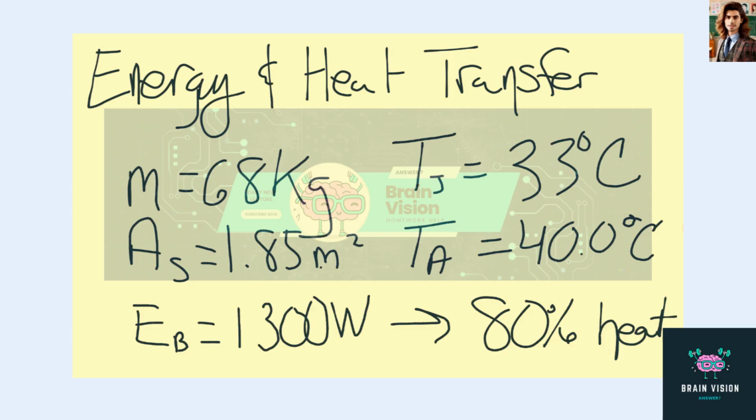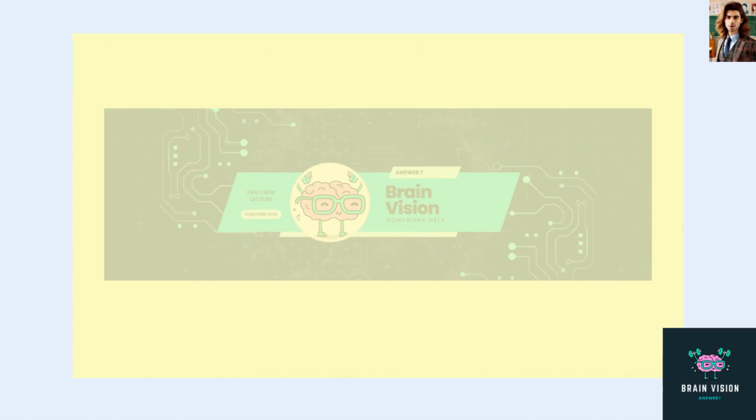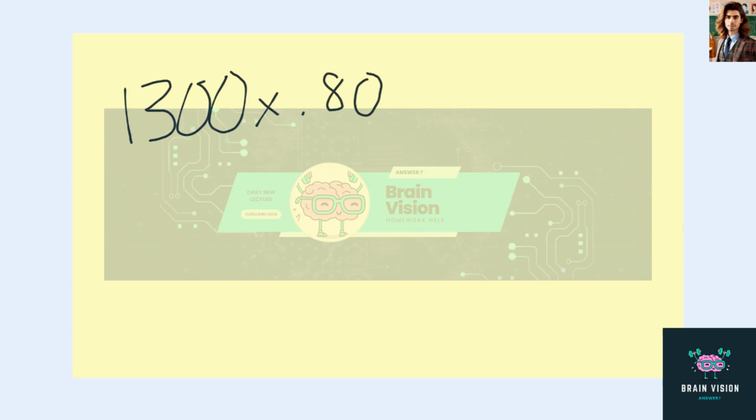Okay, so let's look at the heat produced by jogging first. We know he produces 1300 watts of total energy, and we know 80% of it's going into heat. So the heat from jogging is just 1300 watts times 0.80. That equals 1040 watts. So that's the heat produced by the act of jogging itself.